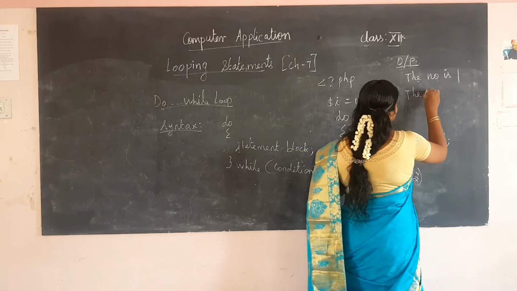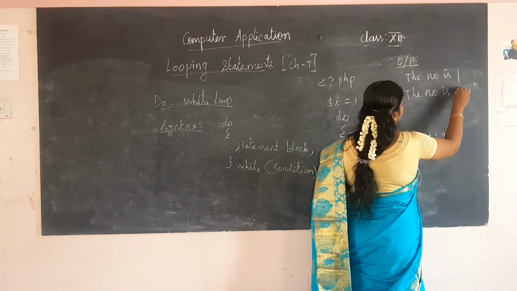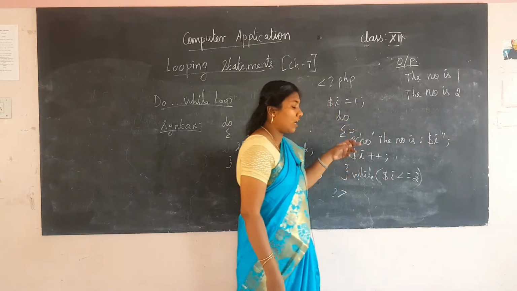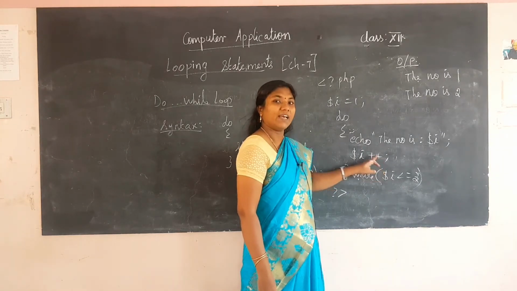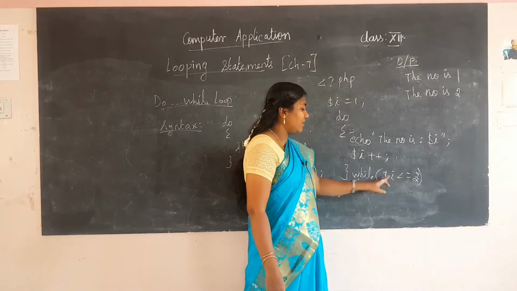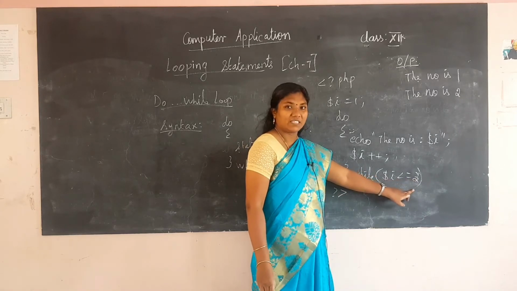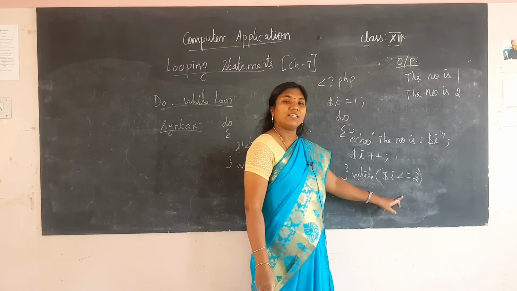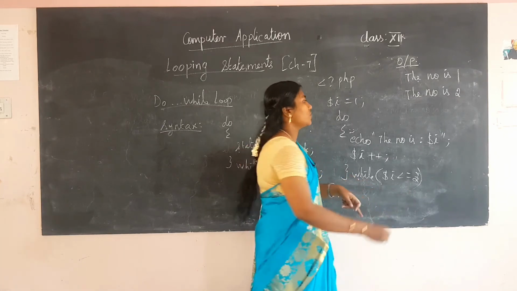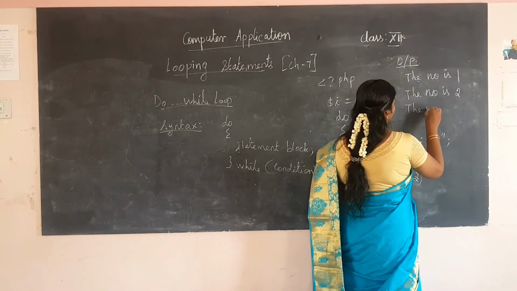So, the number is, now what is the value of I? I has the value 2. Now again $I is equal to $I plus 1, so I will be incremented. I has the value 3, and then the condition I have given is while less than or equal to 3, whether it must be less than 3 or equal to 3. So, 3 is equal to 3, the condition is true. Again it will be printed once.